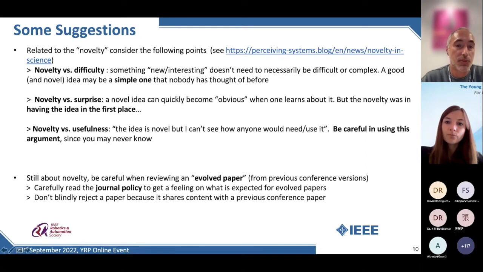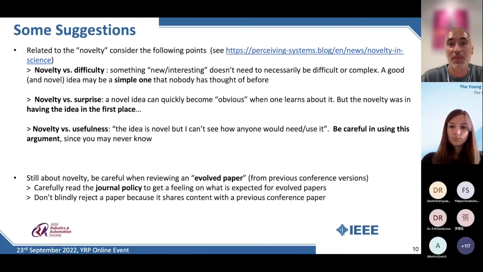And also about usefulness. This is a tricky point, but it's very tempting sometimes to say the idea is novel, but I can't see how it can be useful for the community. This is an argument that can be complicated because you never know. So I don't have a good suggestion here because, of course, sometimes we may see ideas that don't make sense to us, in the sense they can be technically correct, but for us they don't have any meaning for the community.